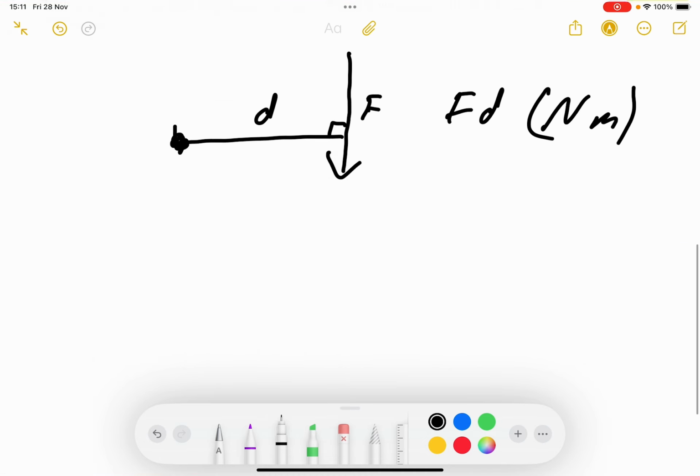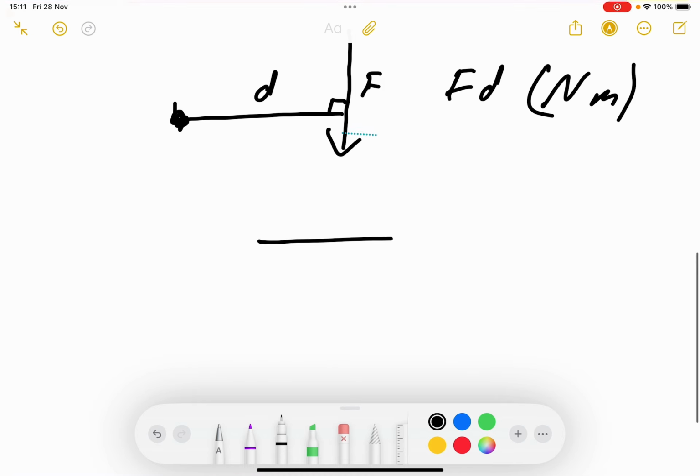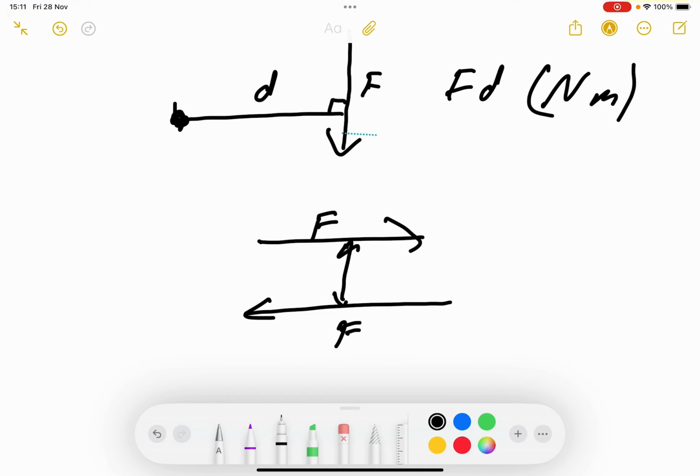A couple is two forces acting in opposite directions that don't go through a single point. And obviously the thing is that this only has a rotating effect, because there's no overall force in any one direction, and the moment of that force taken about any point is just F times D. So obviously D is the perpendicular distance between the two forces.